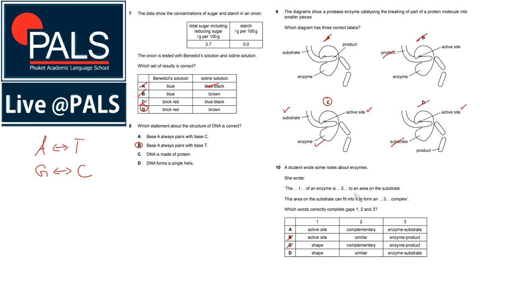And the shape of enzyme and substrate are not similar. Now you can see the substrate looks very different from the enzyme. But what is correct is that the substrate fits into this structure here, which is the active site, as we already said, and these two structures or these two shapes are complementary to each other, like a key and a lock. So therefore it must be A. Now the active site of an enzyme is complementary to an area on the substrate.